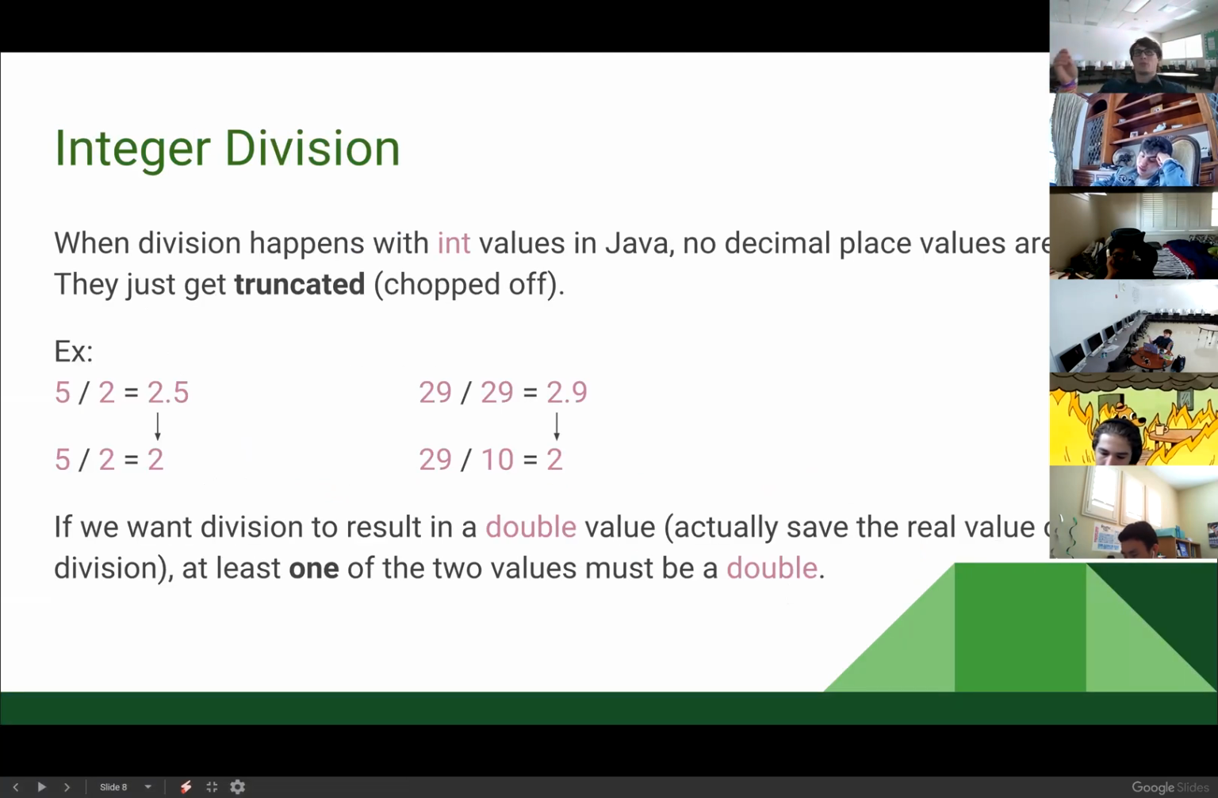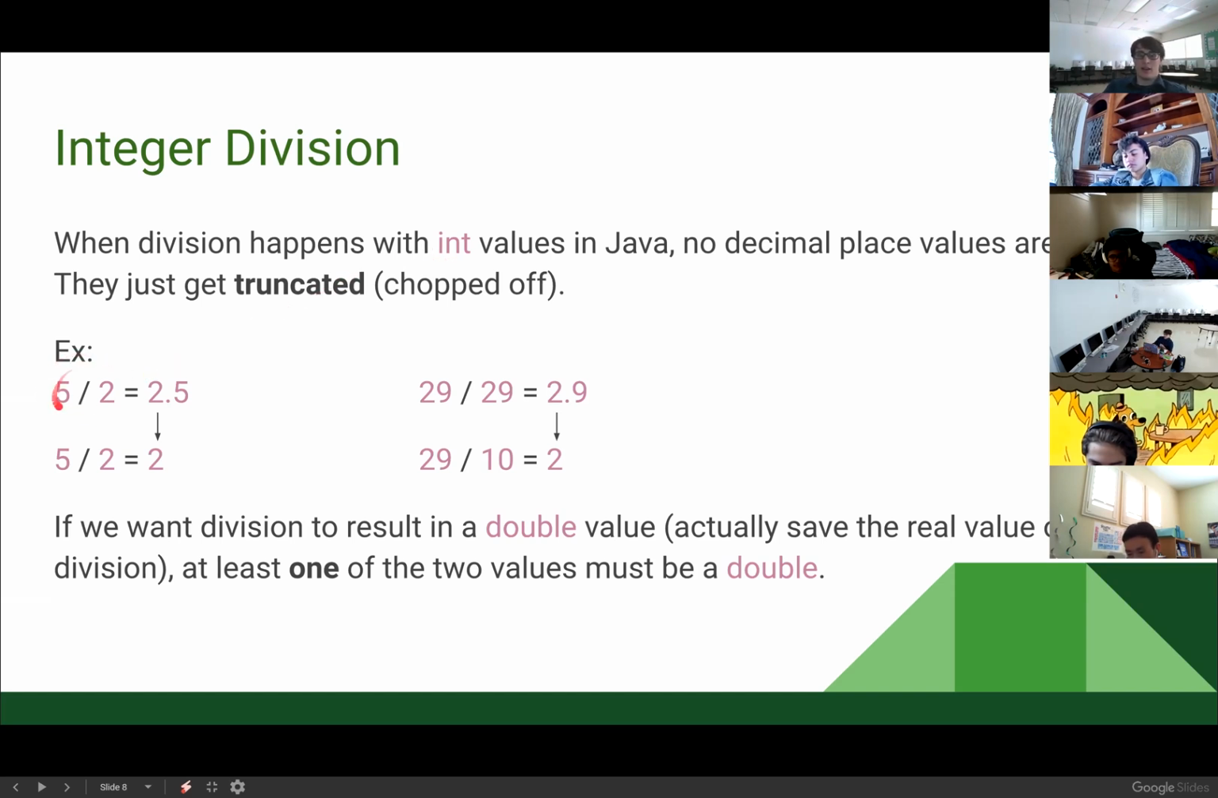Let's talk about what happens when you try to divide int values in Java. When you do division with two integer values, an integer divided by an integer, you will not save any decimal places. The result of that division will be another integer value. So the decimals that would be produced get truncated, or chopped off.